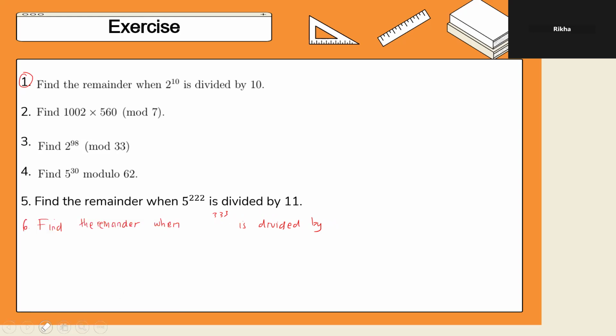Six, let's say. 7, 7. Okay. Try this one. For Brooklyn, number 6.